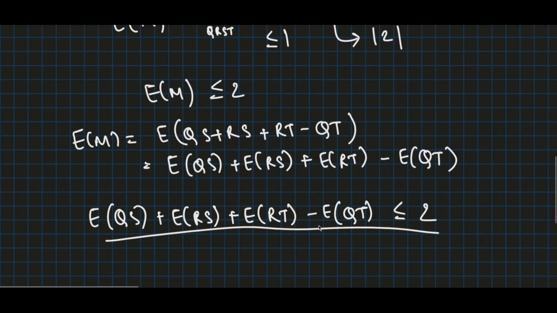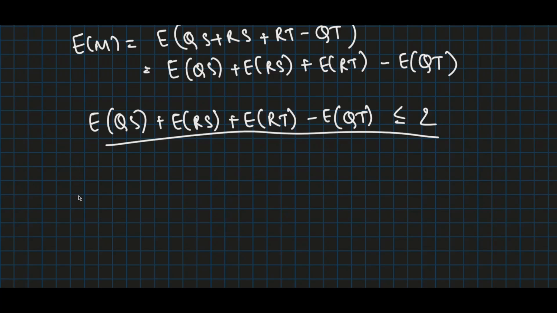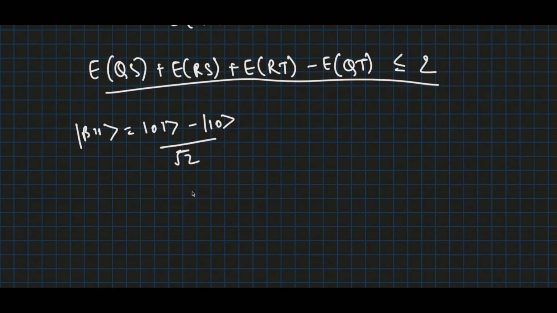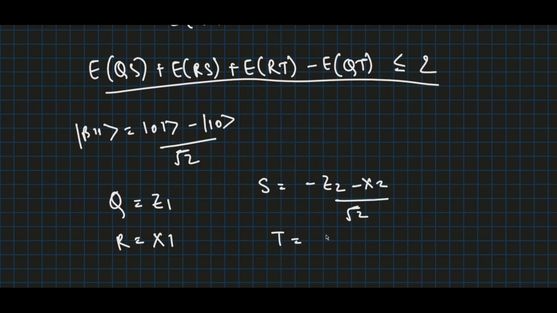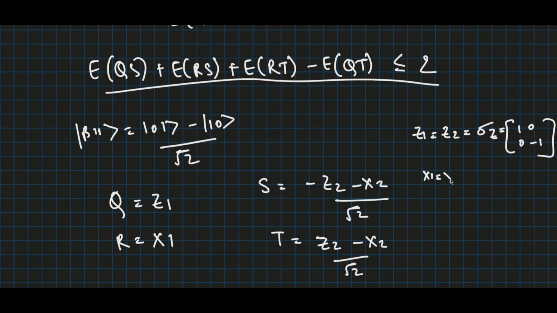Now we'll calculate the same expectation value of M with the help of quantum mechanics. Here we work with a Bell state beta 11, which is equal to (01 minus 10) by root 2, which Alice and Bob share. We also define the observables Q equal to Z1, R equal to X1, and S equal to (minus Z2 minus X2) by root 2, and T equal to (Z2 minus X2) by root 2, where Z1, X1 are the operators in Alice's system and Z2, X2 are the operators in Bob's system, such that we know Z1 equal to Z2, which is our Pauli Z gate, which is equal to [1 0; 0 minus 1], and X1 equal to X2, which is equal to the Pauli X gate, which is [0 1; 1 0].